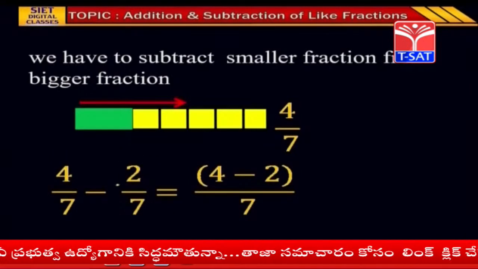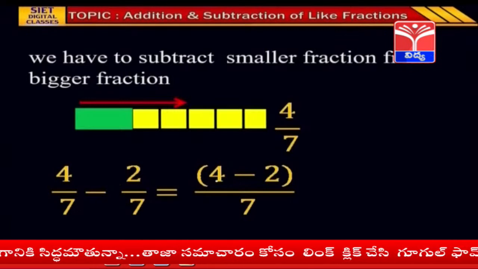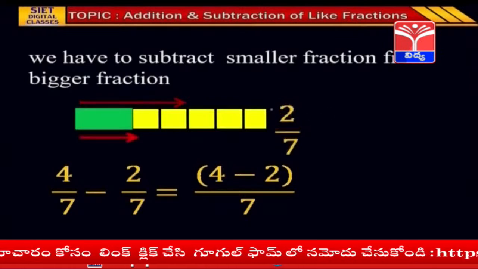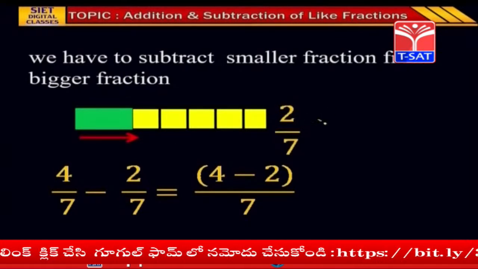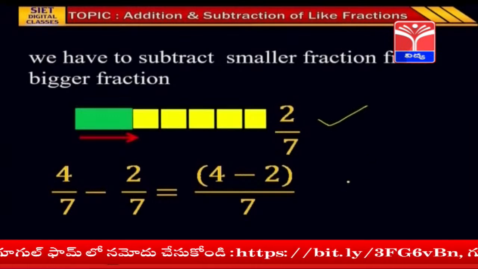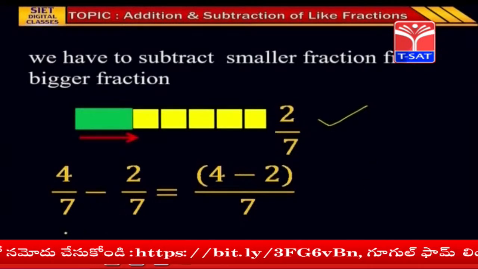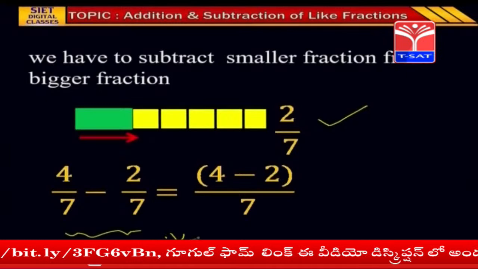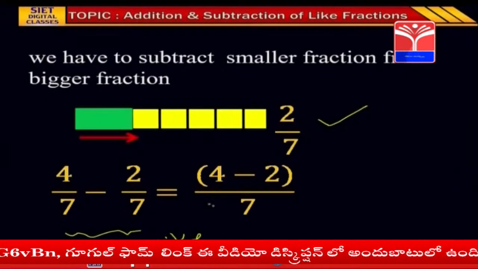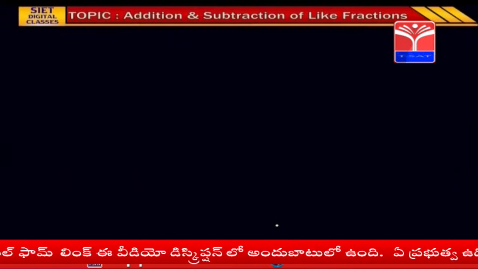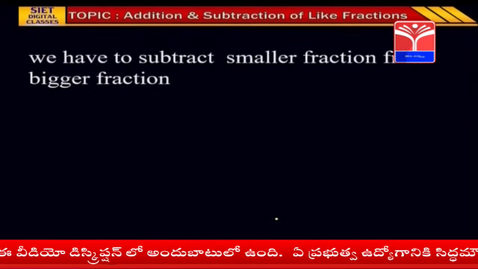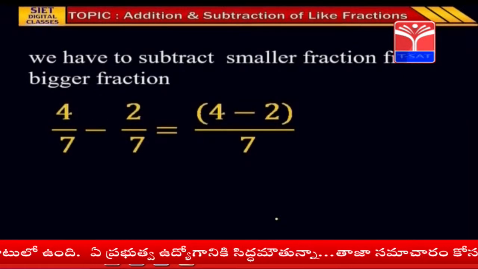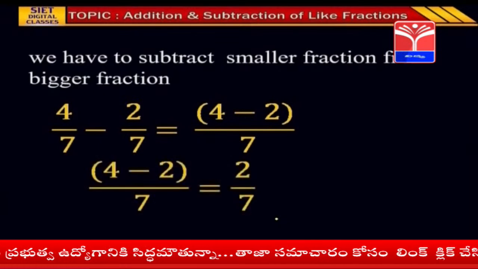Now see, 4/7 minus 2/7, how much are we getting? 4 minus 2 over 7. So this represents 2/7 now. The resultant fraction is 2/7. Here, 4/7 and 2/7 are like fractions. So for like fractions we subtract only the numerators. See, we have to subtract the smaller fraction from the bigger fraction. 4/7 minus 2/7. That means we are subtracting the numerators, 4 minus 2, and we are getting the resultant 2/7.